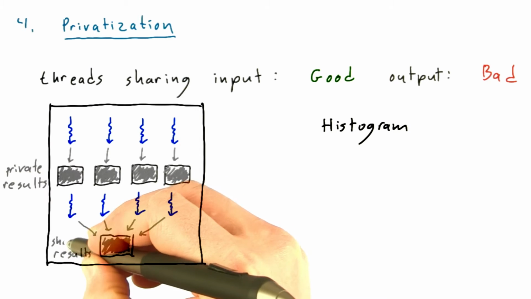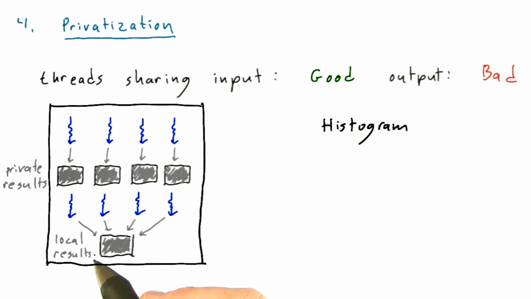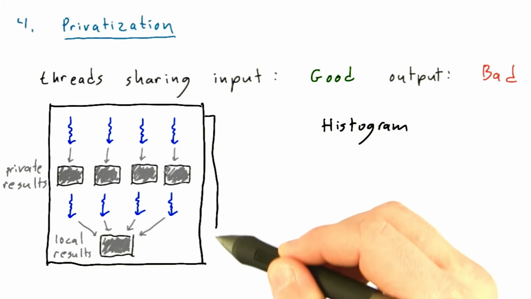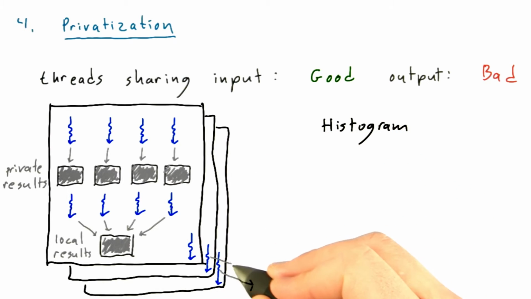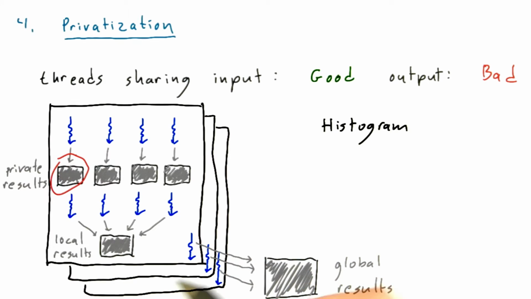You can also apply this idea hierarchically. For example, you can have each thread block compute a combined histogram in shared memory, and then have other thread blocks do the same, and then accumulate the results into a single global histogram. So in this example, we would have per thread privatized histograms and per block privatized histograms.